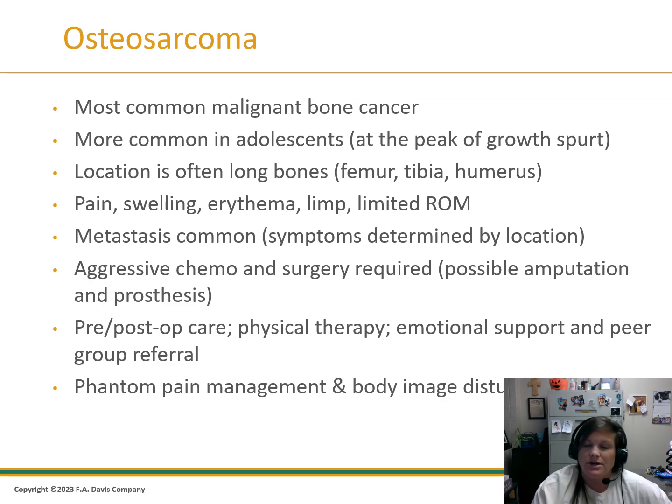Obviously, emotional support is going to be crucial, especially if they did require some kind of amputation, and that might even include some kind of peer group referral. The chemo would be aggressive. I have a little note that says the chemo is aggressive and it's used after surgery to increase survival, but it also is typically part of the pre-surgical efforts of treatment too. So a lot of times these patients are going to have chemo before and after the procedure.